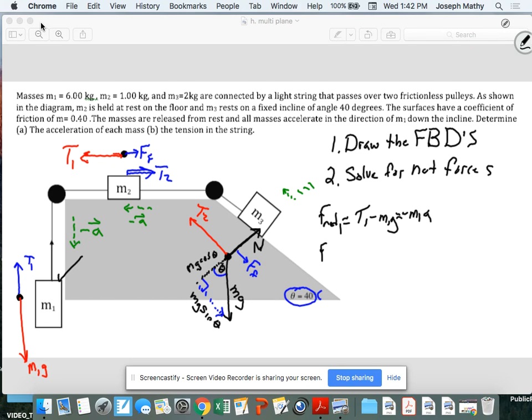If I do the net force for the second one, look, that T1 is a negative force. So it's negative T1 plus that T2, and then plus the force of friction, which is mu M2G. How did you get that? Simple. The force of friction equals mu F of n, and the normal force in this case is equal to mg.